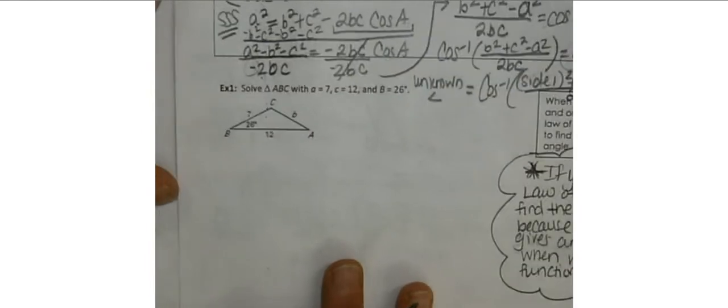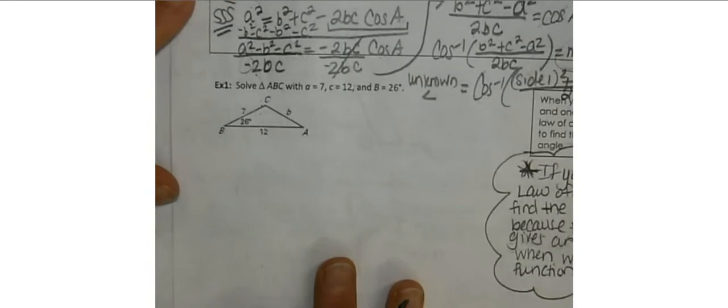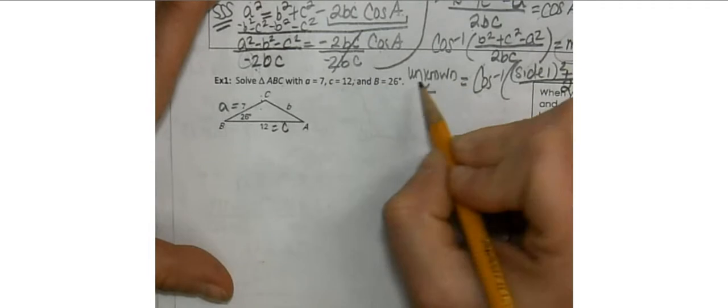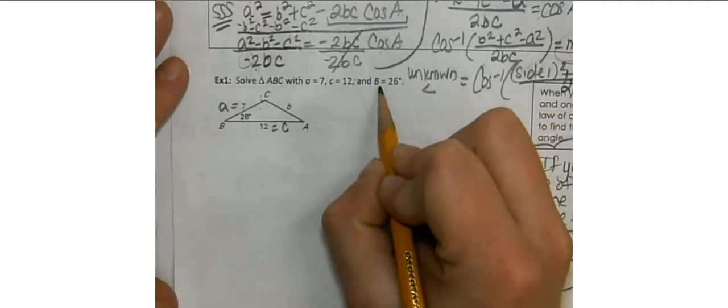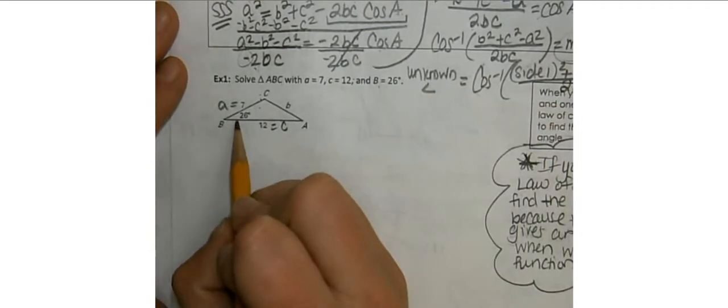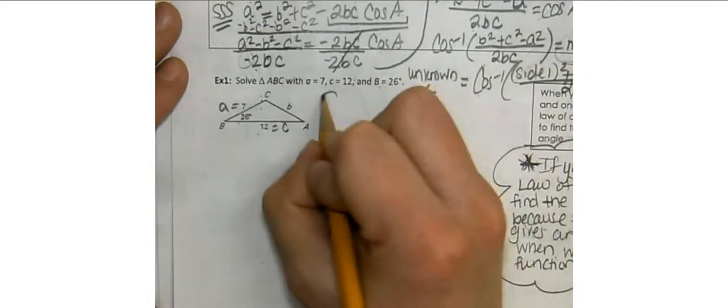So for example number 1, it says solve triangle ABC, where we are told that little a is equal to 7, little c is equal to 12, and we are told angle B is equal to 26. So this is side, angle, side that we are given.